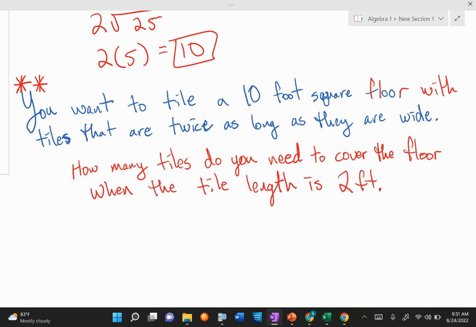So the problem states, you want to tile a 10-foot square floor with tiles that are twice as long as they are wide. How many tiles do you need to cover the floor when the tile length is 2 feet? You do not have to write it. Yes, okay? Work together with your table partner or whoever you're sitting close to. How long do we think we need on this one? The whole class. All right, so you have 5 minutes. Okay? Ready, set, go.